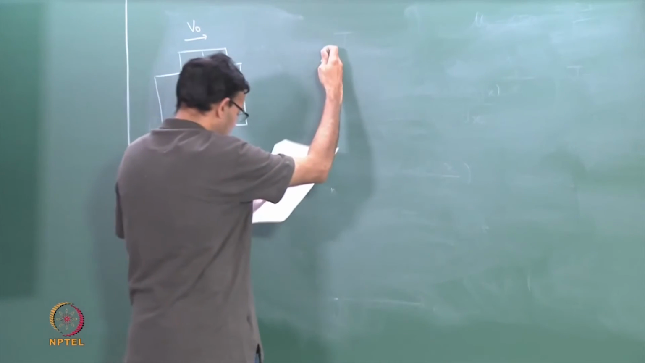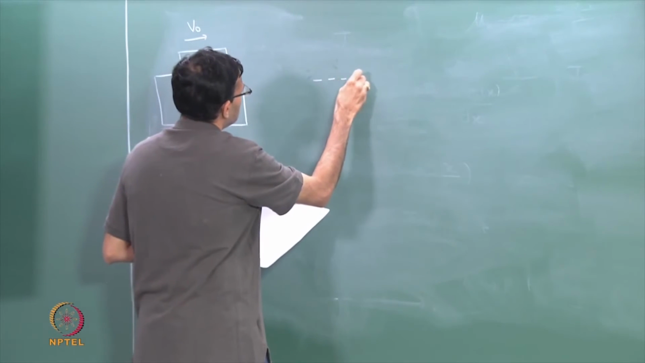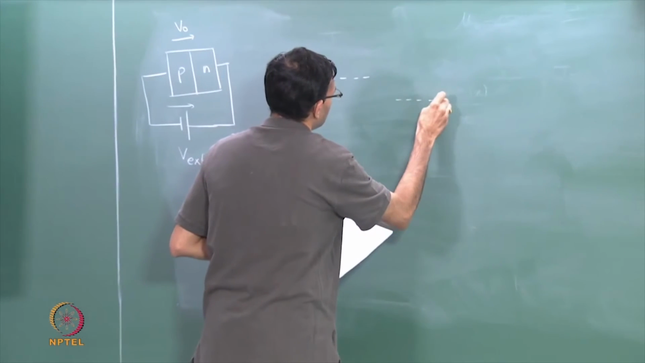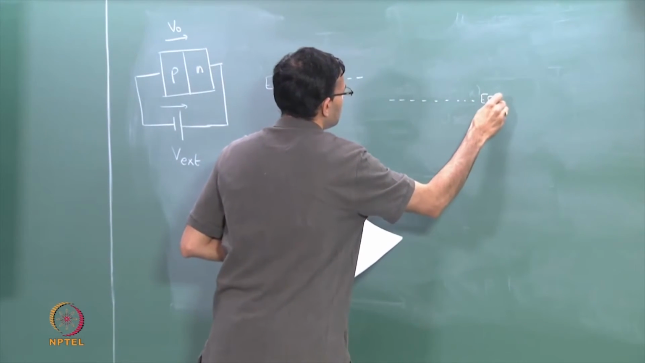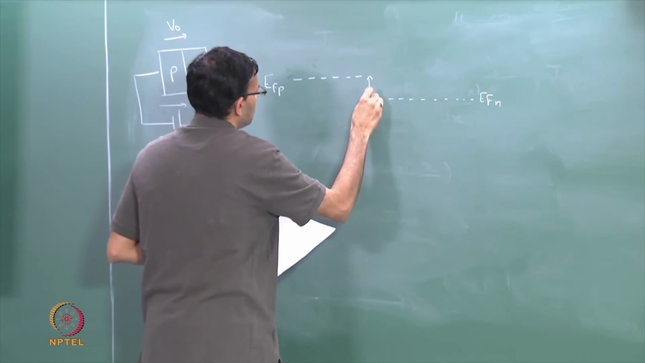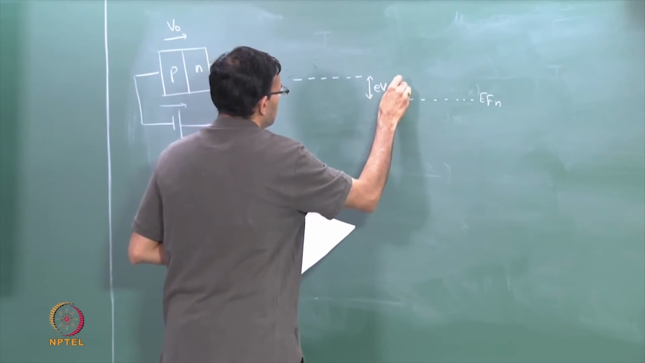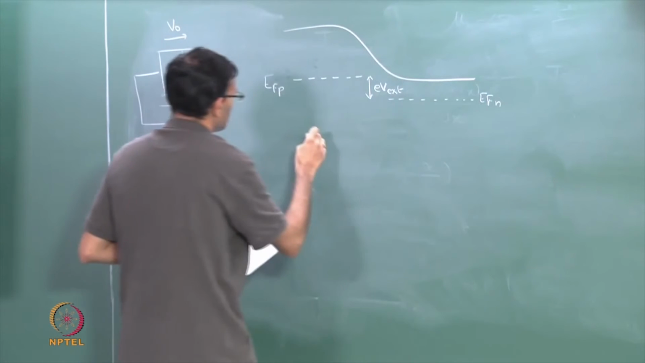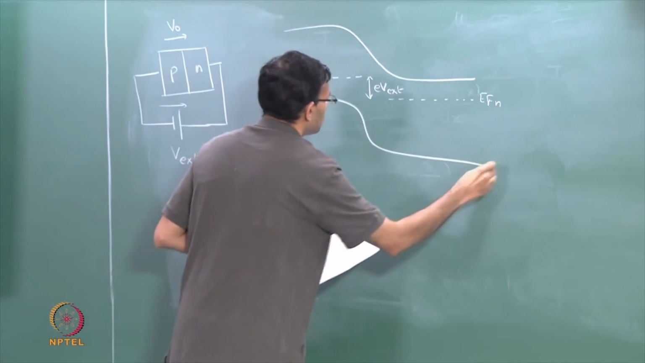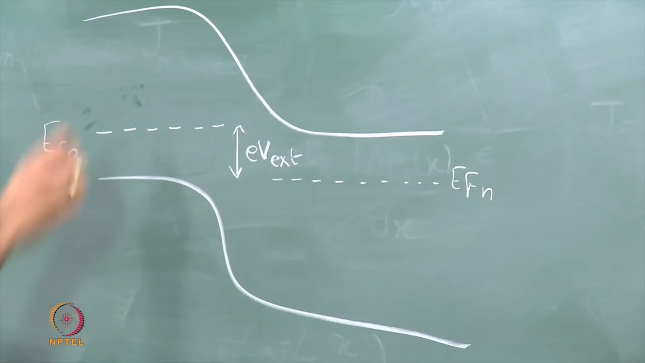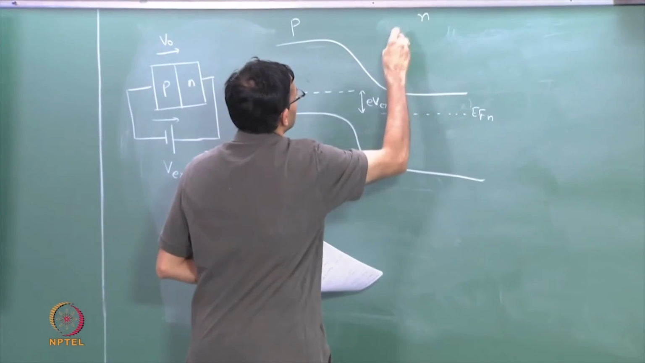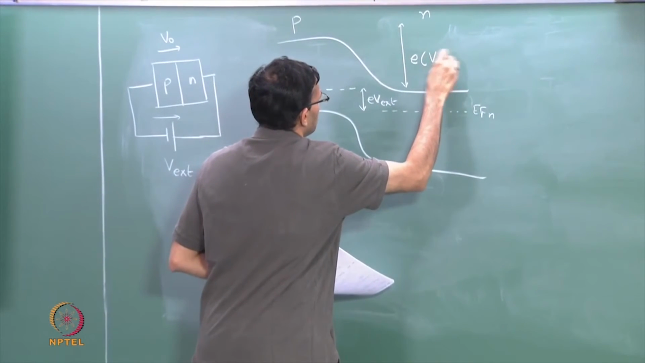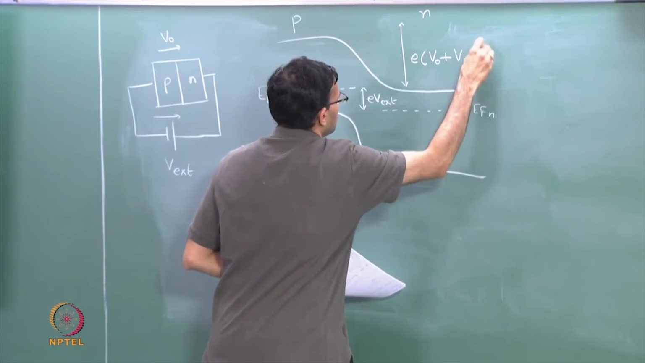If you were to draw the band diagram for this, this is EFP, this is EFN, so that now the total potential, this is the P side, this is the N side, this is E V naught plus V external.